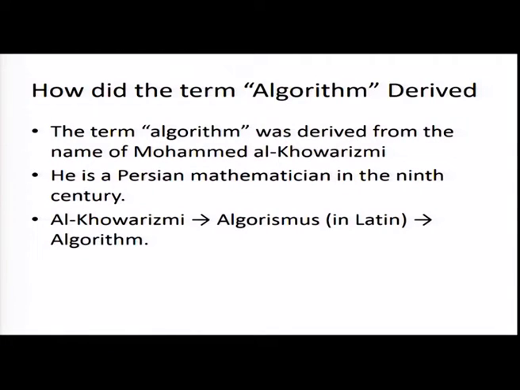How was the term algorithm derived? The term algorithm was derived from the name of Muhammad al-Khwarizmi, a Persian mathematician of the 9th century. Al-Khwarizmi, and then it came down to algorithmus. Algorithmus is a Latin term which means algorithm. So this is how the name algorithm came into effect.